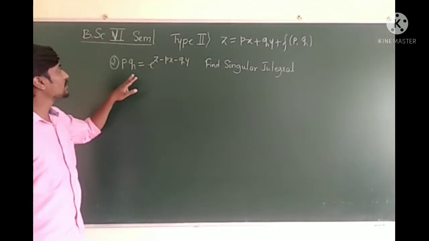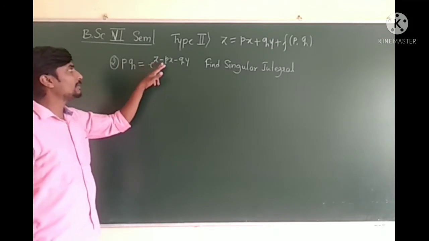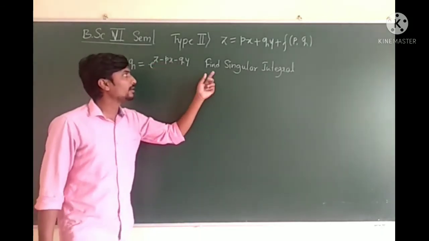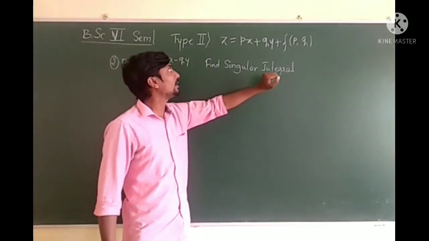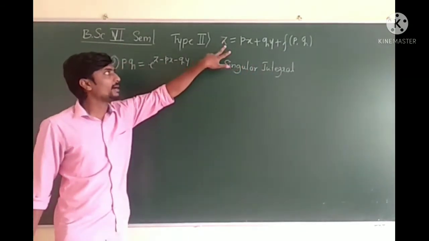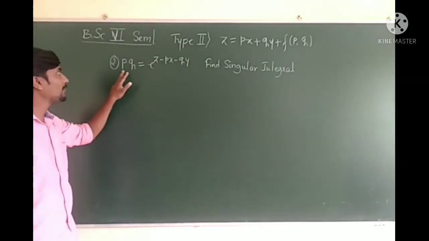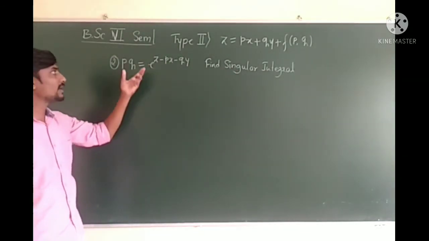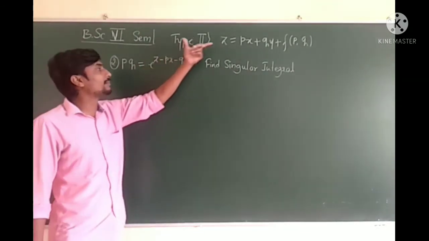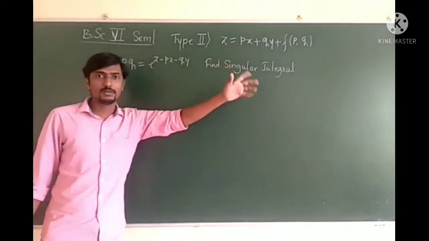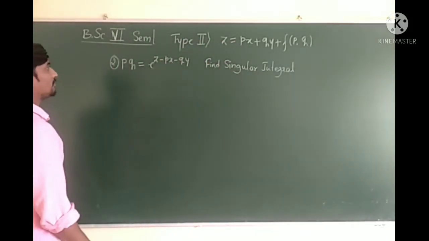Example number 2: p into q equal to e raised to z minus px minus qy. Find the singular integral. Now look here, our format is z equal to something, but here we have p into q equal to something. So first we have to convert this into that format.